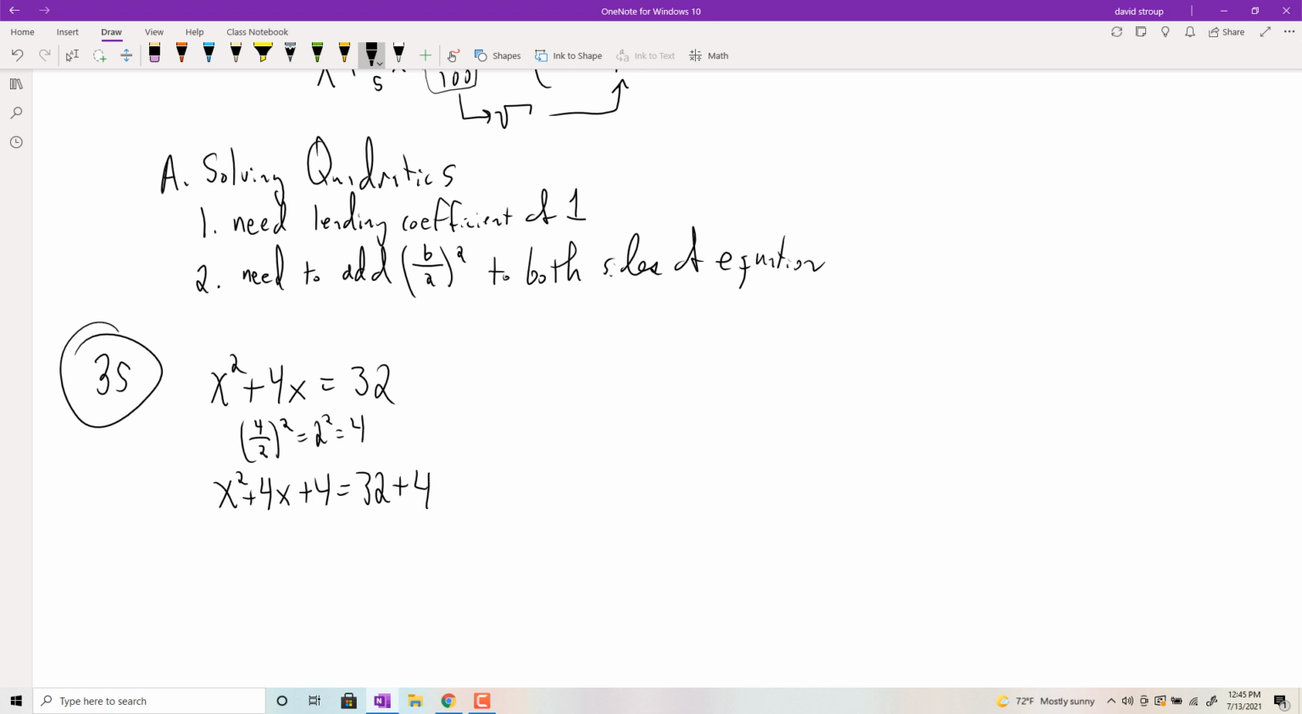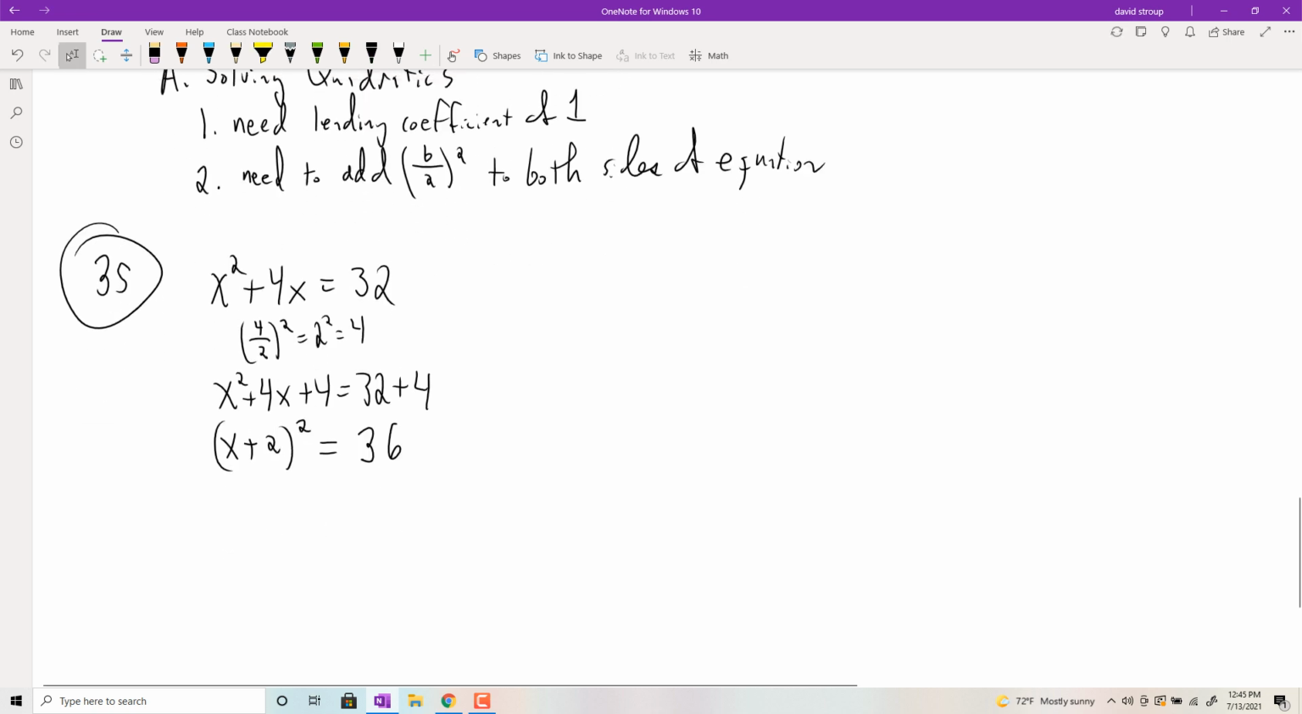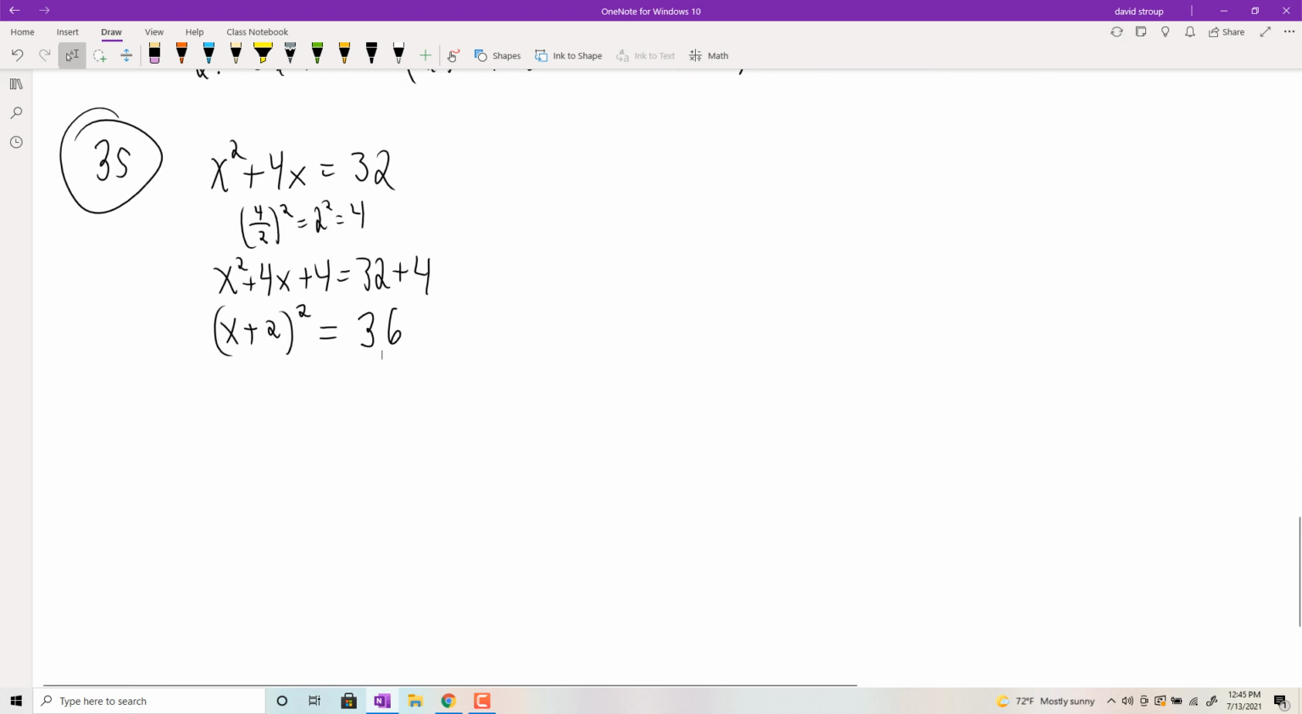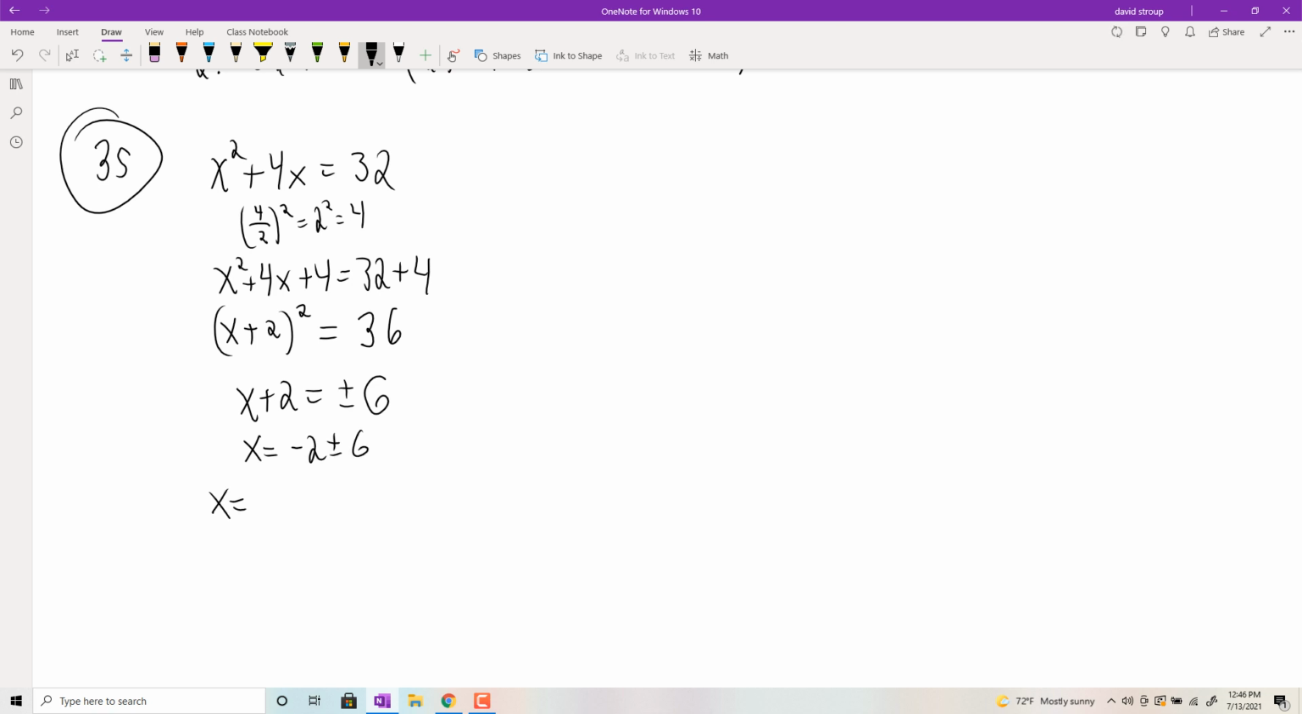Okay. So on the left you'll have x plus 2 times x plus 2 when you factor it, so that's x plus 2 squared. And on the right you got 36. So it turns into one of these problems where we can apply the square root property. So you'll have then x plus 2 equals plus or minus root 36, which of course is just 6. And then you can move the 2 over. So you get x is -2 plus 6 is 4, or -2 minus 6 is -8.